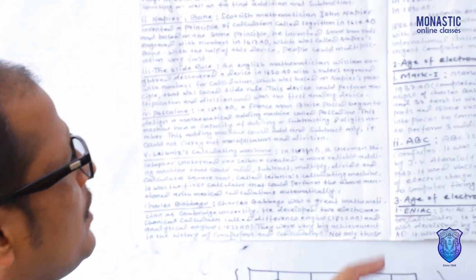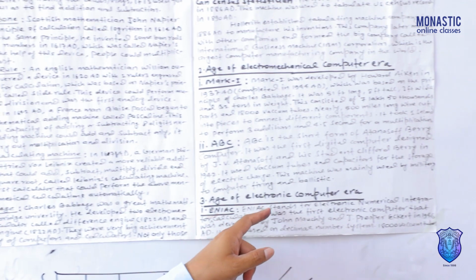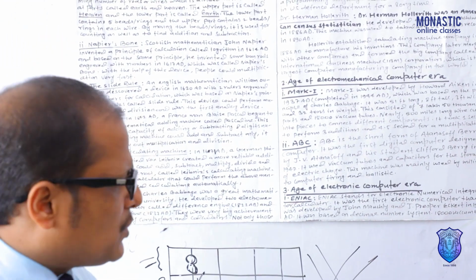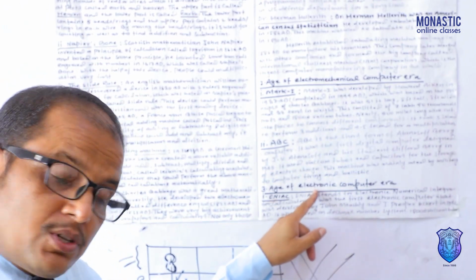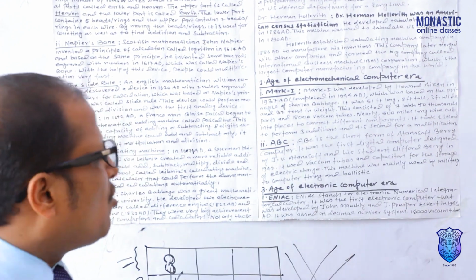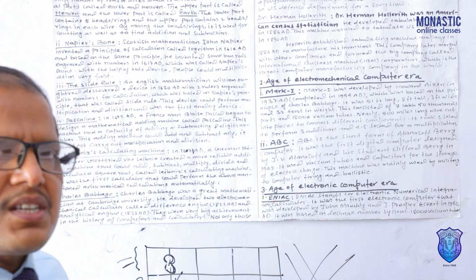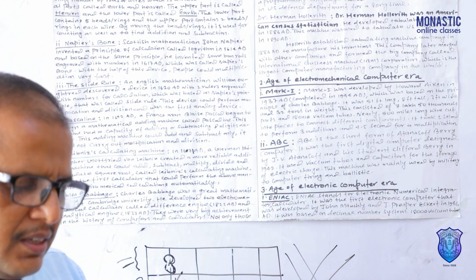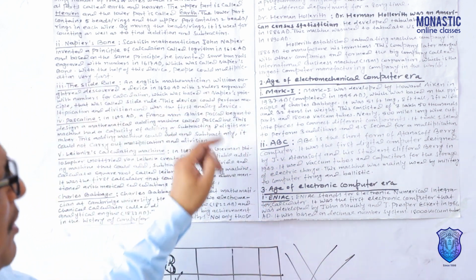Now the next one is the age of the electronic computer era. First, what is the electronic computer era? It is the era in which electronic technologies were used to develop different electronic computers. In this era, I will discuss some electronic computers like ENIAC, EDVAC, EDSAC, and UNIVAC. First one is ENIAC.